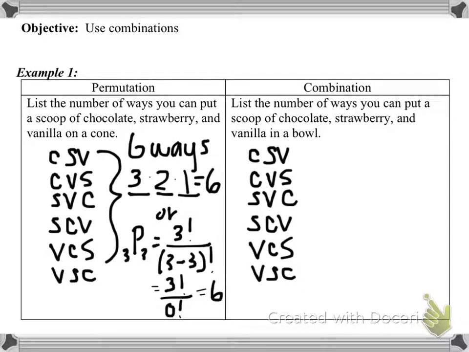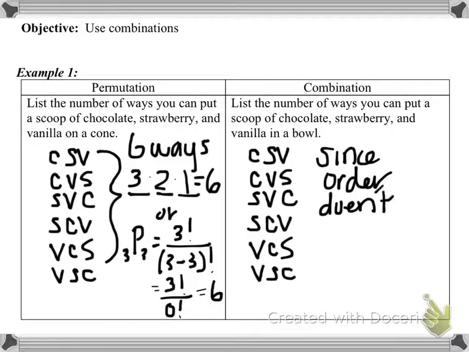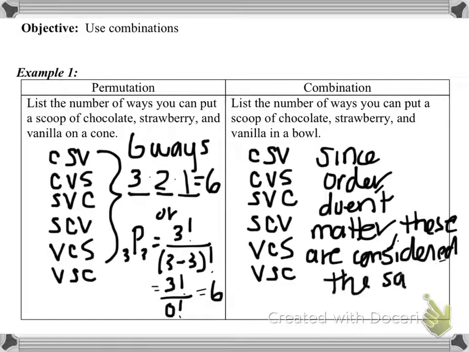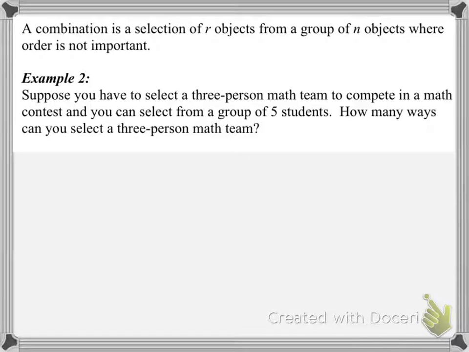Now we do the same thing for combination. You still have the same choices, but this time you're putting it in a bowl. Since combination is where order doesn't matter, these are considered to be the same choice. So there's only one way to have a bowl of ice cream with these 3 flavors. You can think of permutation as a specific ordering, while combination is just a grouping. It doesn't matter how you select them as long as you select a group of whatever you need.